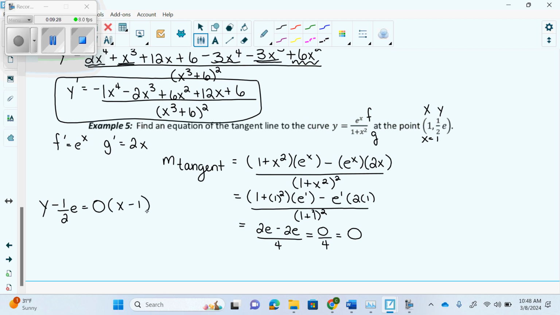What's 0 times anything? This whole side turns to a 0, right? So I get y minus 1/2 e equals 0. You could leave it like that, or you could write it as y equals 1/2 e. It's just a horizontal line. People don't spot that y equals 1/2 e is a horizontal line. It's half of e. So 2.71 divided by 2, so it's 1.3 blah, blah, blah. There's a horizontal line at 1.3 blah, blah, blah on that graph. Oh, yeah, because e is just a number, right? And horizontal lines are y equals 7, y equals 4, y equals 3, y equals half of e.